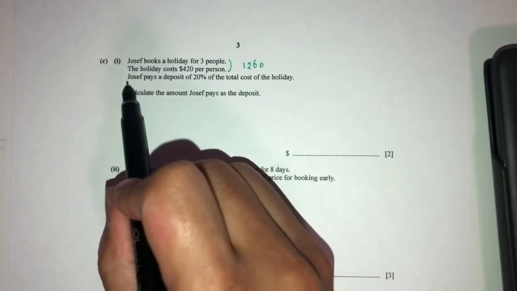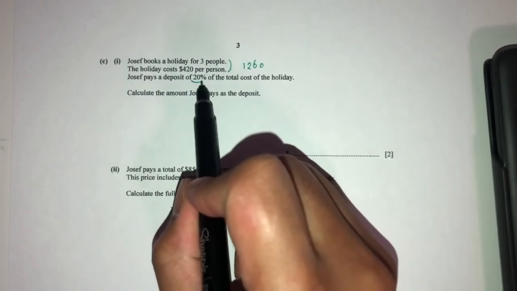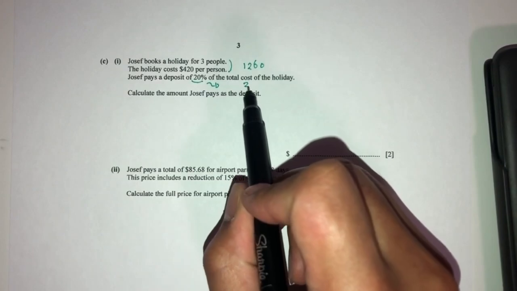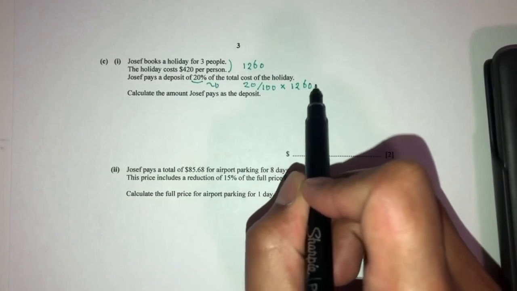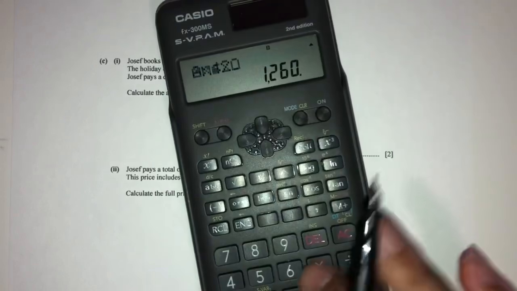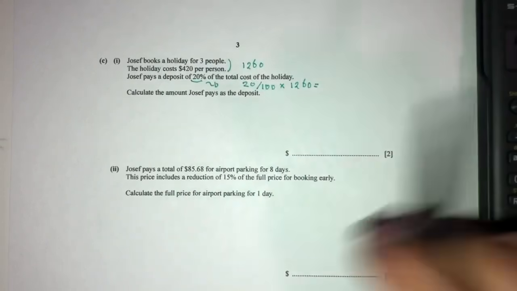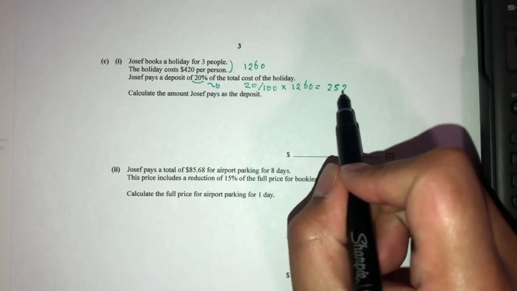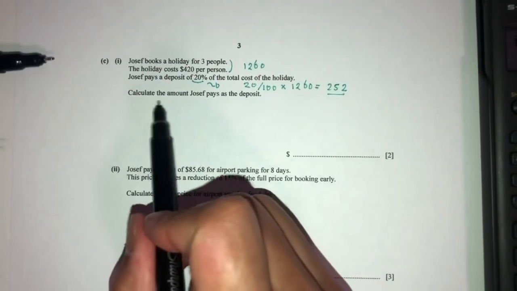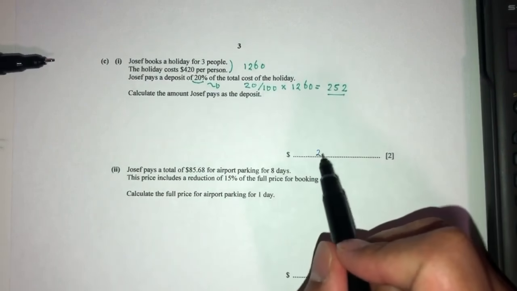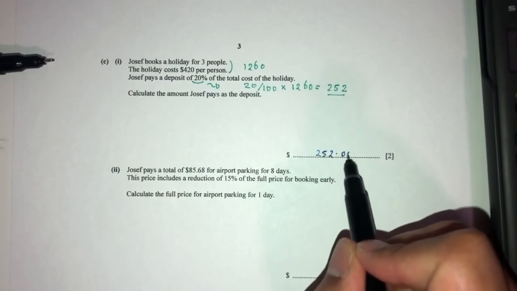Now, Joseph pays a deposit of 20%. So how much is that? 20% is 20 over 100 times 1260, or times 0.2. That will be 252. That's the amount that he left. Question: calculate the amount he deposited. That will be $252.